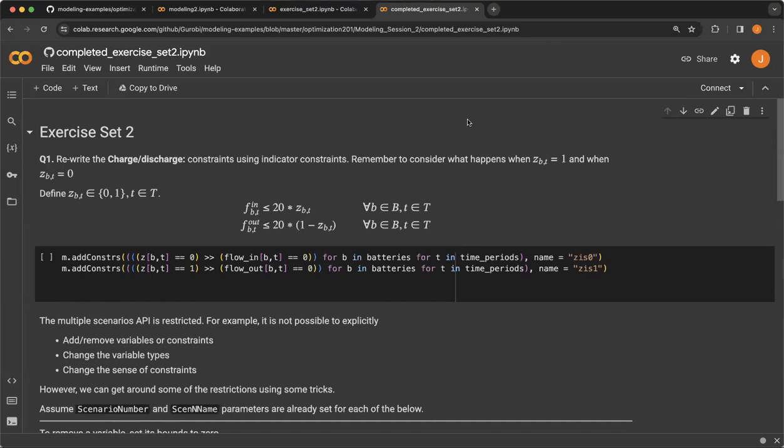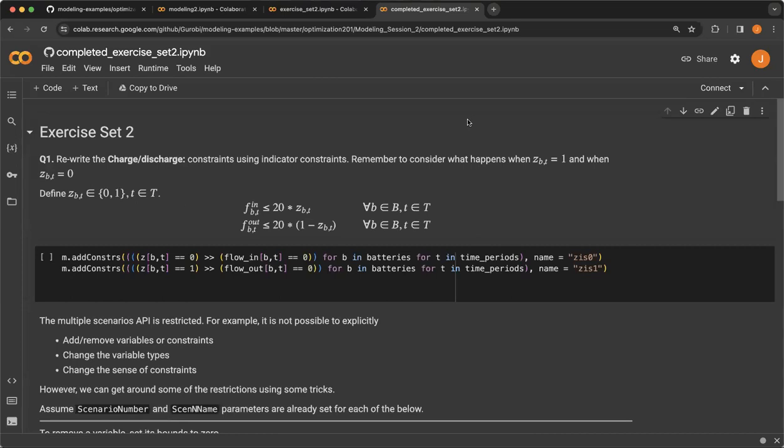Okay, so question one. Now I'll get back to the question. Let's rewrite this constraint using the indicator. So again, this happens a lot. We need the if part of the indicator to be a binary variable.